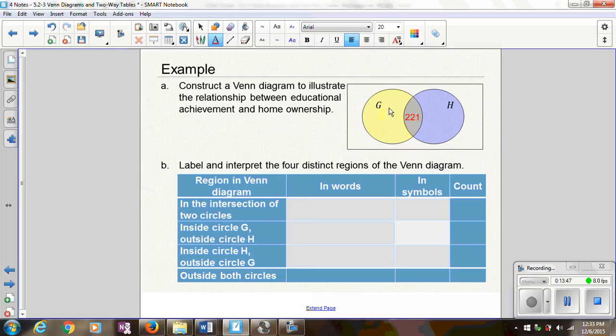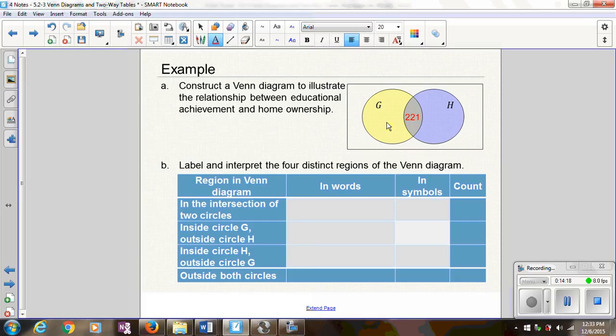If I want to look at the rest of the circle G, this would be all of the high school graduates that do not own their home. Don't think that the area of the Venn diagram has anything to do with the number of individuals that fall into that category. We don't worry about scaling the circles to match. So I don't want you to think that because the circle for G, the yellow part, is bigger than the overlap, there should be more people in there. That's not what it means.